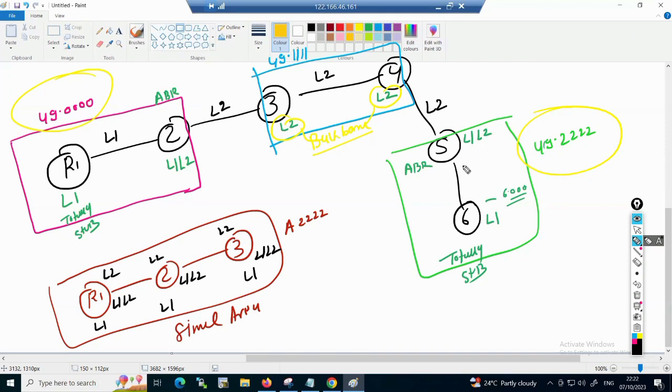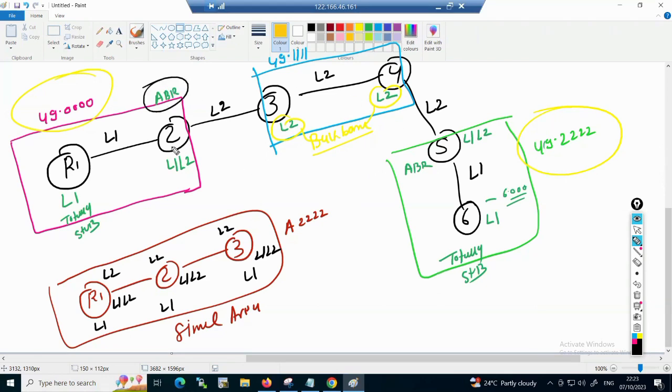Now the same behavior will be happening there. R1 and R2 are going to send the L1 and L2 hello packets, but this guy can only send the L1 hello packet. So router 6 cannot understand the L2 hello packet, and eventually the neighborship will be L1.